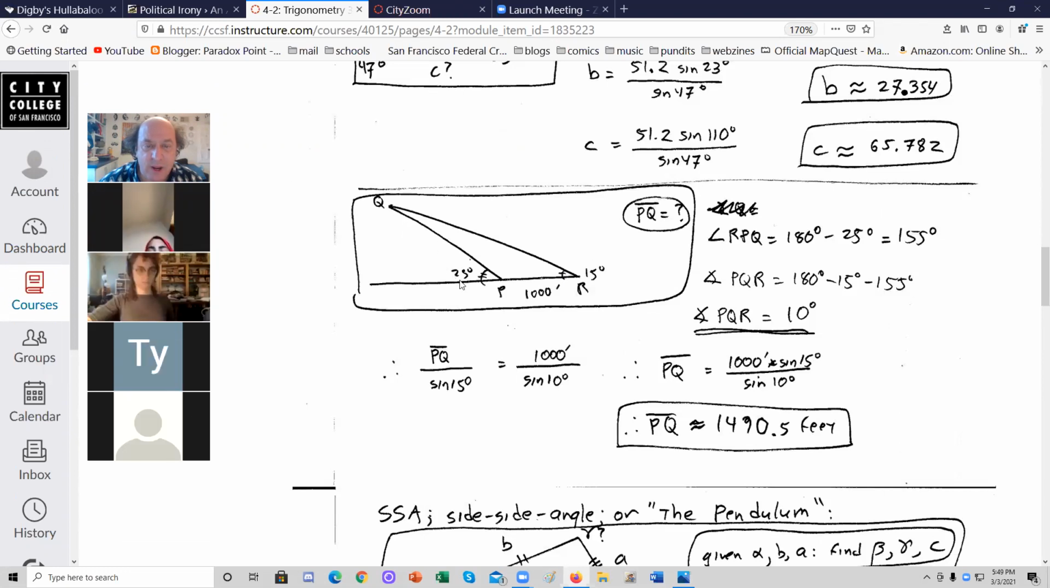Okay, here's one angle. I guess you might call it an angle of elevation, 25 degrees. You back off 1,000 feet. It's an angle of elevation of 15 degrees. So what's the distance from P to Q?